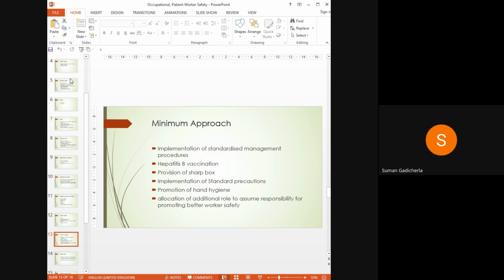You need to tell me what hazards are associated with biomedical waste. Ma'am, you need examples? Yes, give me examples. What will happen? What are the hazards that are associated with it? I'm giving a clue: one is needle stick injury.